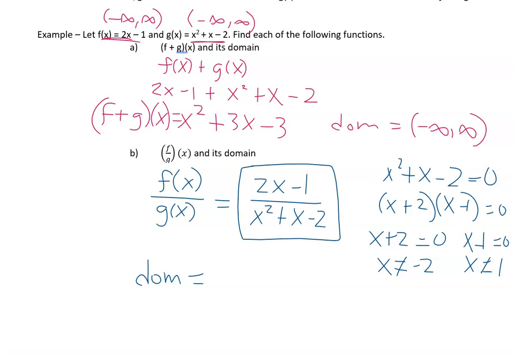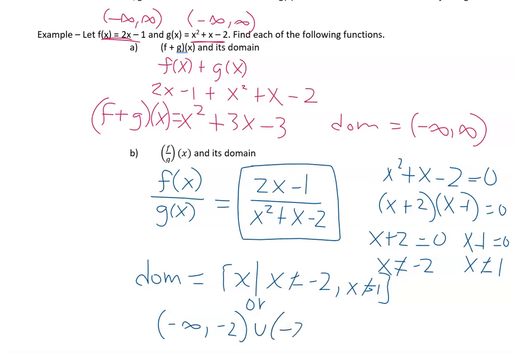Again, we have a couple of different ways of writing it. We can write it in set builder notation as x such that x does not equal -2 and x does not equal 1. Or we can write it in interval notation where we would have -infinity to -2, union -2 to 1, union 1 to infinity. Because remember that this means that we're basically including all real numbers except -2 and 1.